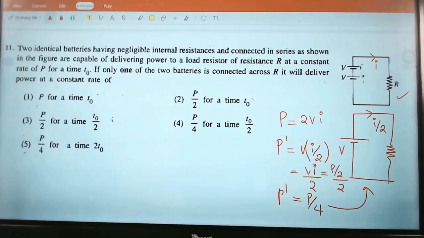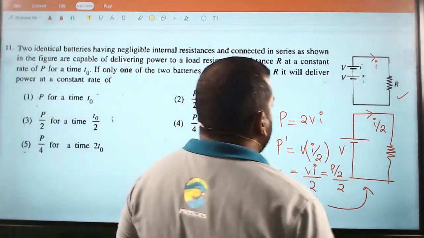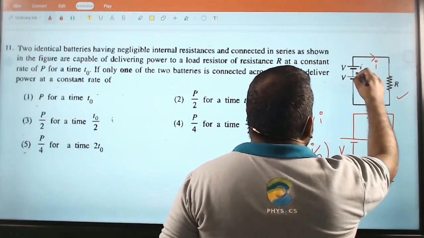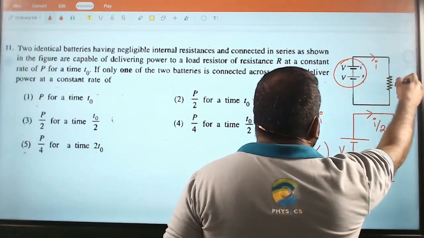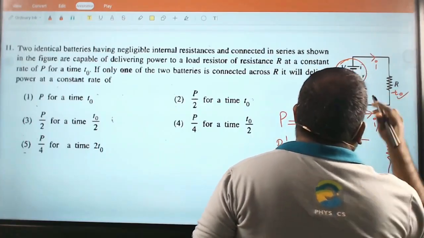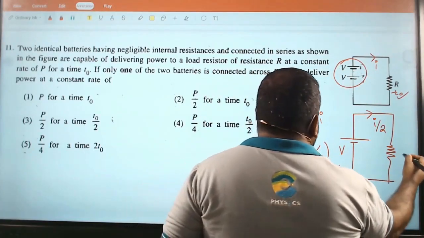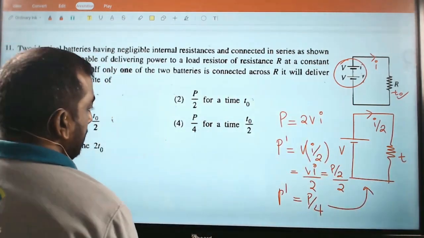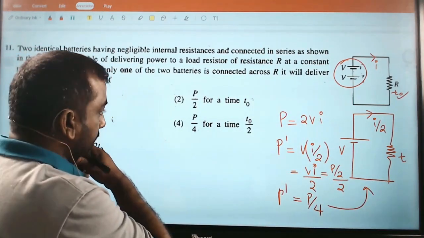Now the next one is how long will it deliver? Power P over 4. So that won't be much of a problem. Okay? Now if you look at this, power delivered by these 2 batteries, let's say here T0, for a time T0. How long will it be here? How long will it be here? So you look at the time there.